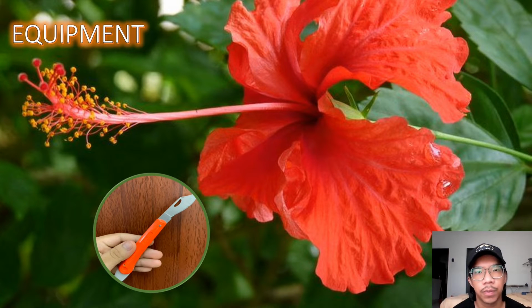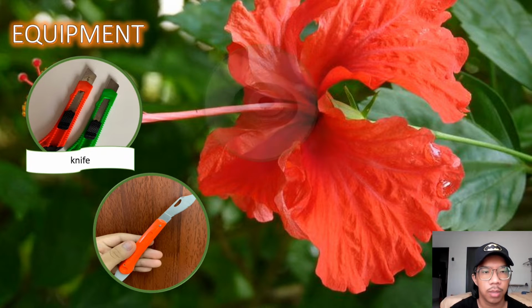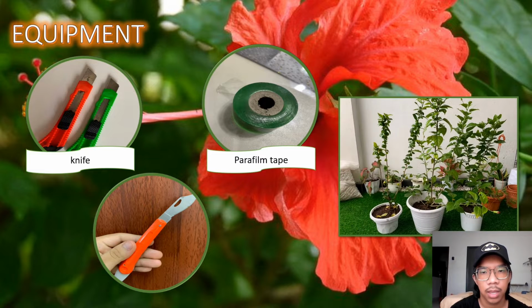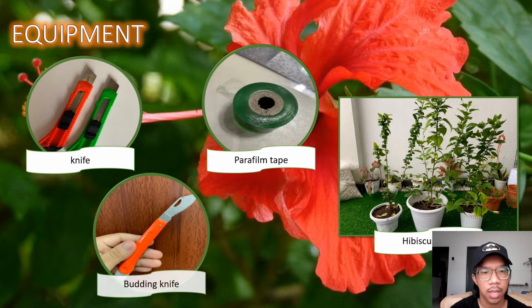So for the equipment, we use a knife, parafilm tape, also the hibiscus tree, and the budding knife.